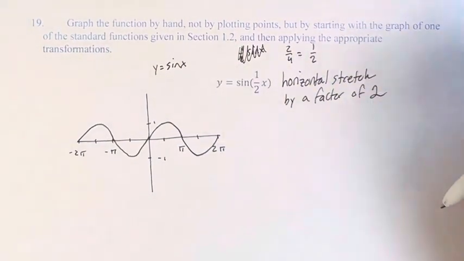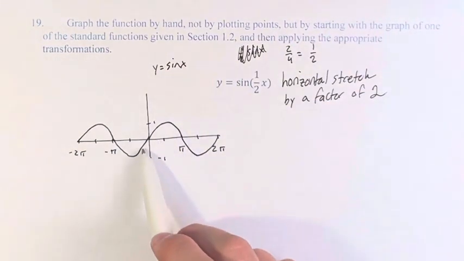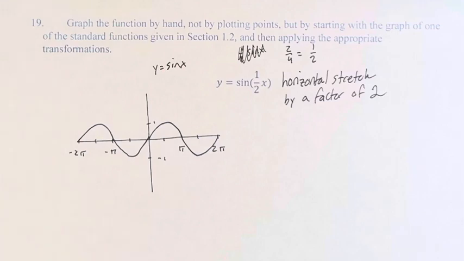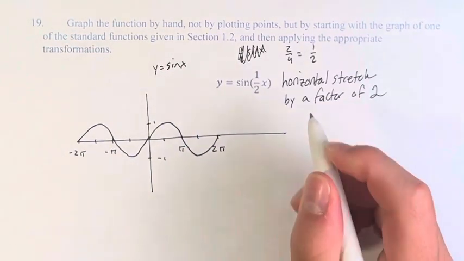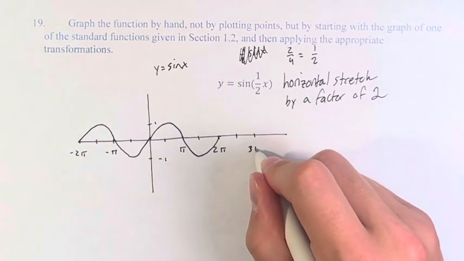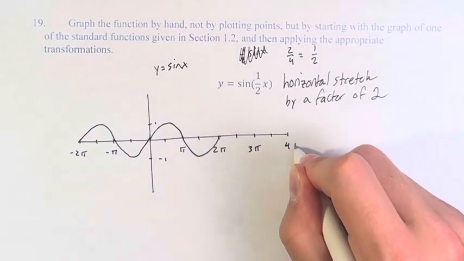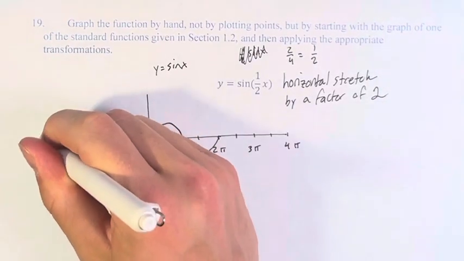So what does it mean to horizontally stretch by a factor of 2? Well, every point here, its x value is going to be multiplied by 2. So that does mean we're going to have to go out further to 3 pi and 4 pi in both directions.